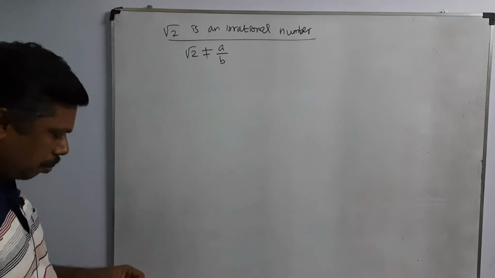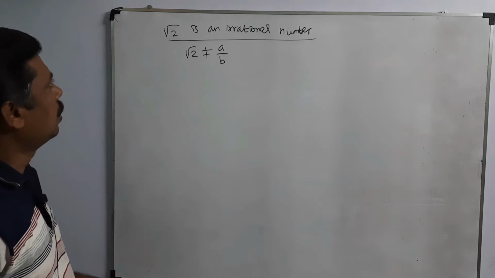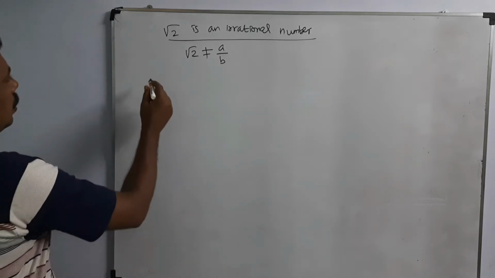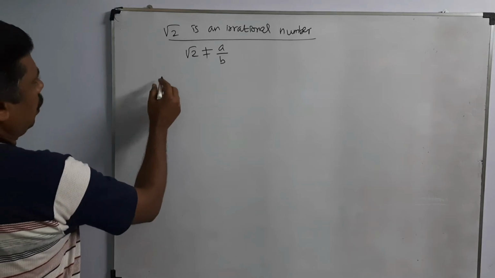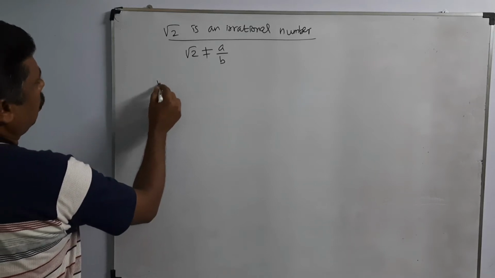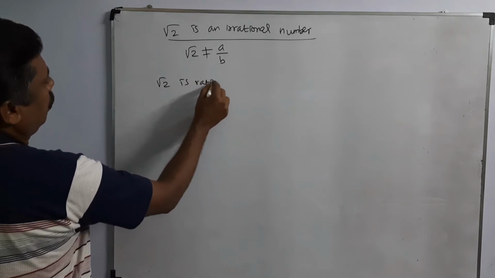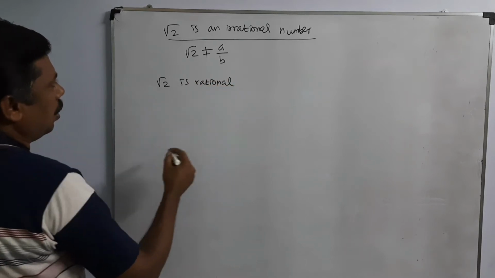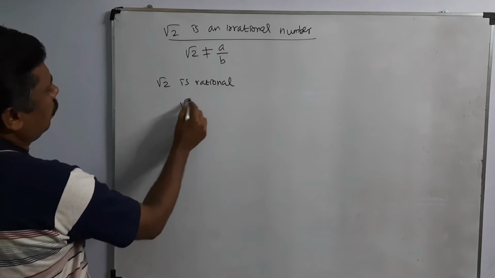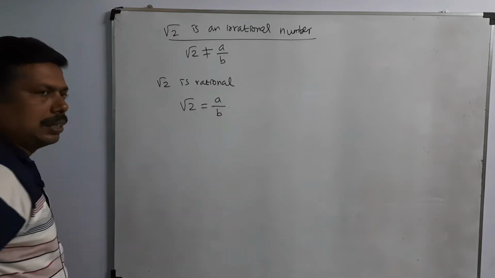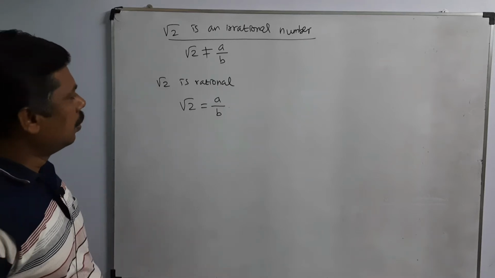We prove this by the contradiction method. What is contradiction? Suppose we take root 2 as rational. Rational means we can write root 2 in the a by b form.